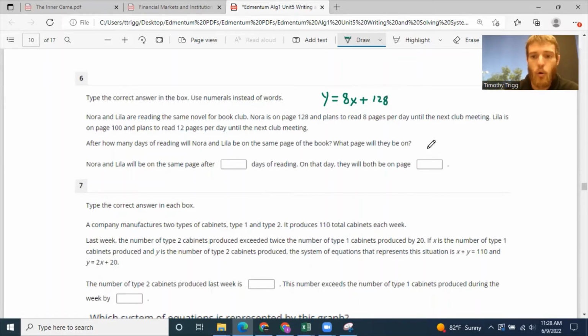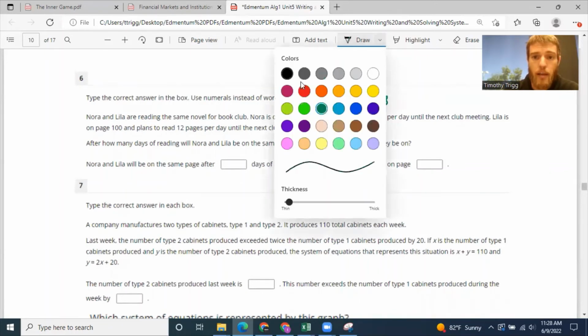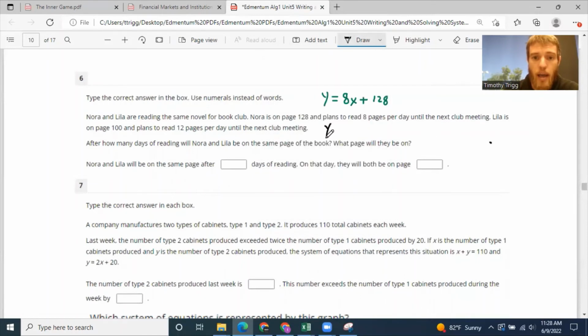So that's for Nora. Lila is on page 100 and plans to read 12 pages per day. So for Lila, her equation will look like y equals, how many pages is she reading per day? 12 pages a day. And how many pages is she starting at? Page 100. Okay, so that's her equation. After how many days of reading will Nora and Lila be on the same page of the book? What page will they be on?